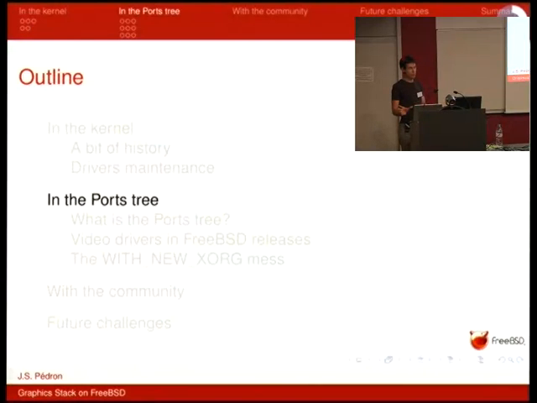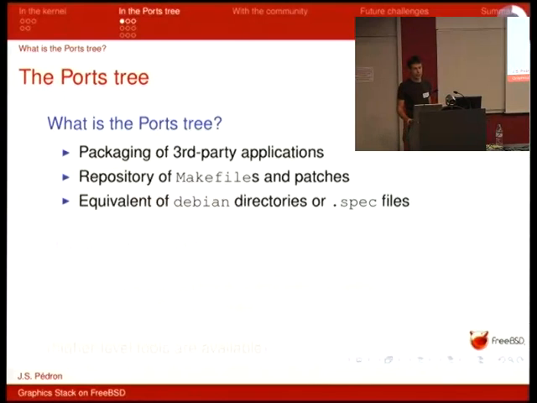So that was the major problem we have in the kernel. Now the port tree. I will start with a brief introduction in case people don't know exactly what the port tree is. So the port tree is our way to package third-party applications. The tree consists of makefiles and patches. That's the equivalent of the debian directory on Debian or the spec file with RPM.